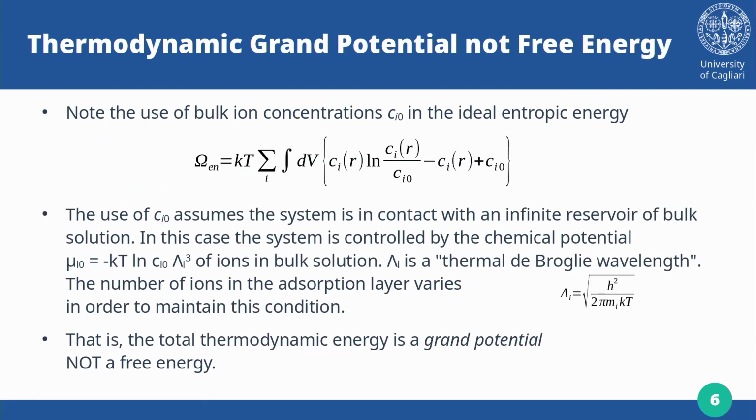One small but important point is the C0 here. That indicates the bulk concentration. So in this model, we're assuming that the system is exposed to an infinite reservoir of bulk concentration, providing ions. And a point for the thermodynamics, that means we're dealing with the grand potential, not the free energy. So you'll sometimes see the energy functional described as free energy, but if there's a bulk concentration, then it's a grand potential, not a free energy.